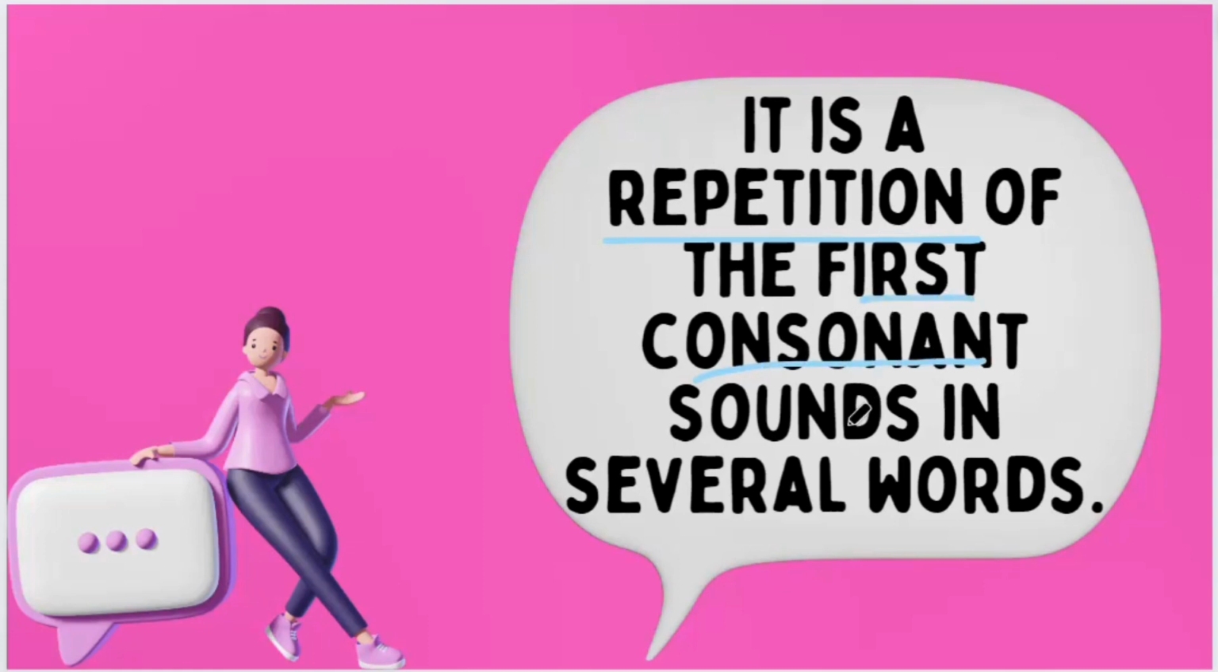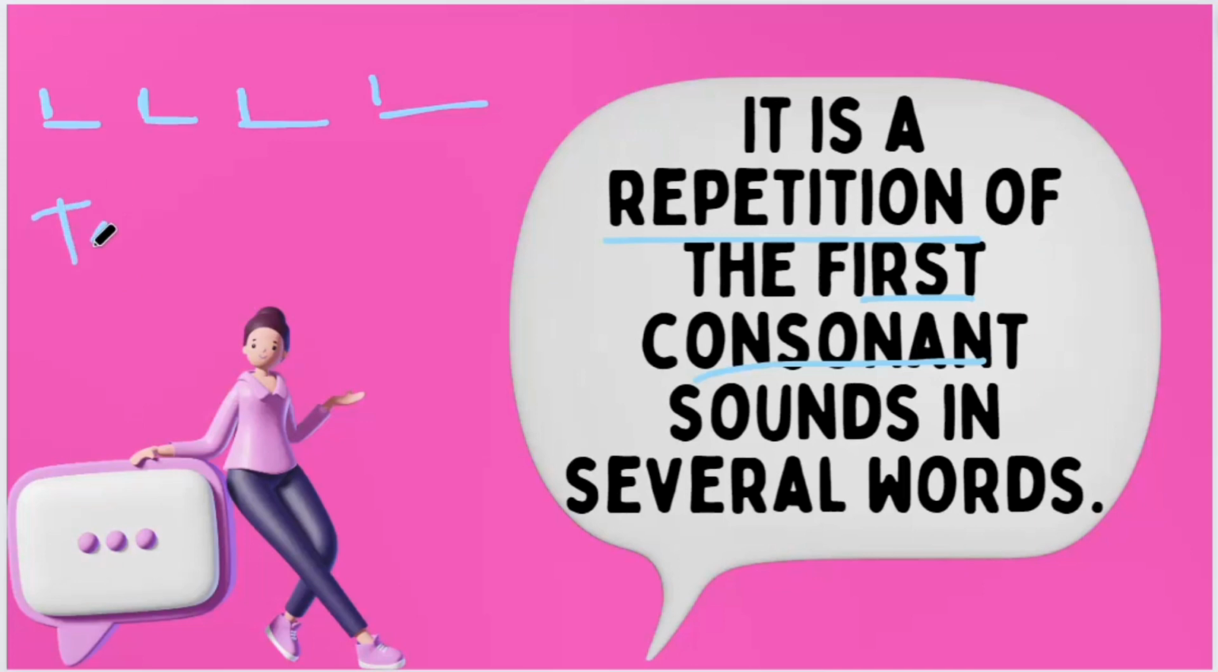Remember, the first consonant sound in several words. In simple words, if you have a sentence and in the sentence every word or most of the words are beginning with the same consonant sound. For example, s or k, k, k, k or j, j, j, j. We are talking about sounds, right? We are not talking about letters. So if the sound of the first consonant is the same, we call it an alliteration.